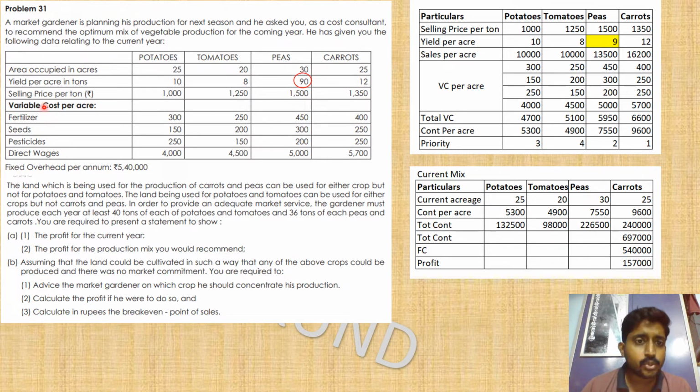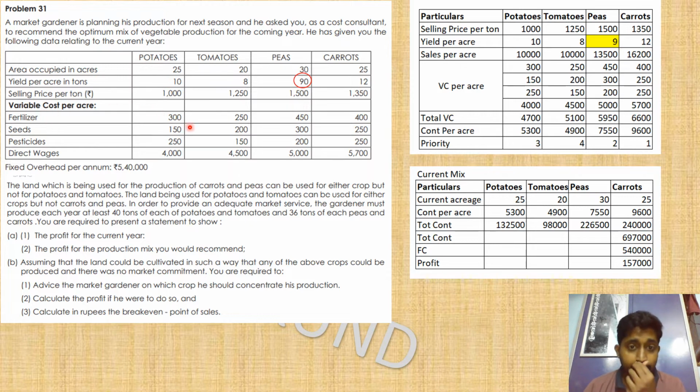Selling price per ton is given, and variable cost you can total from all of this. So variable cost per acre is given, and selling price is given per ton. How many tons come in 1 acre of yield is given. So if you multiply that, selling price per acre can also be found. Okay, so yes, we have the data.